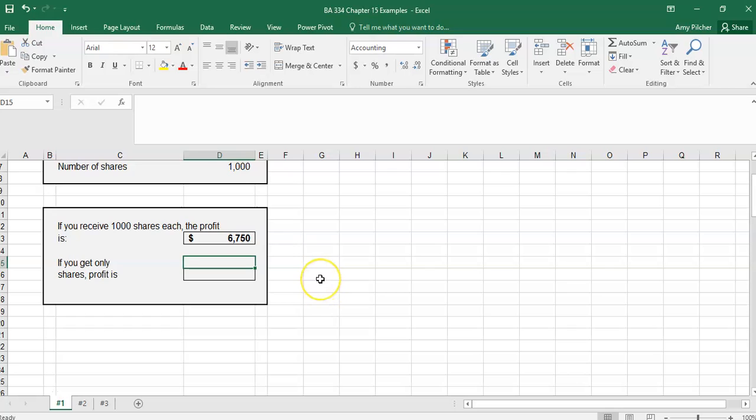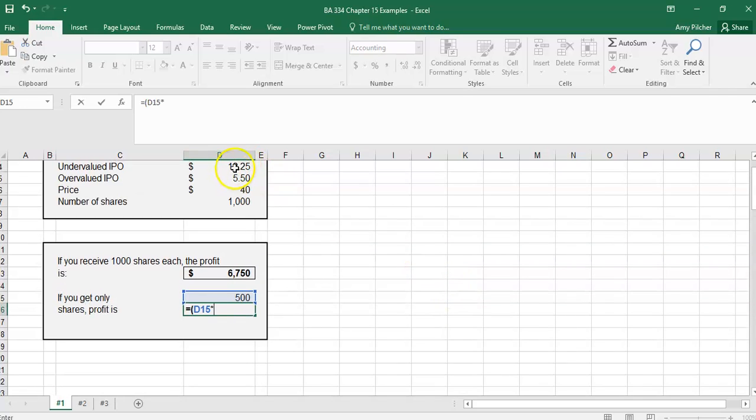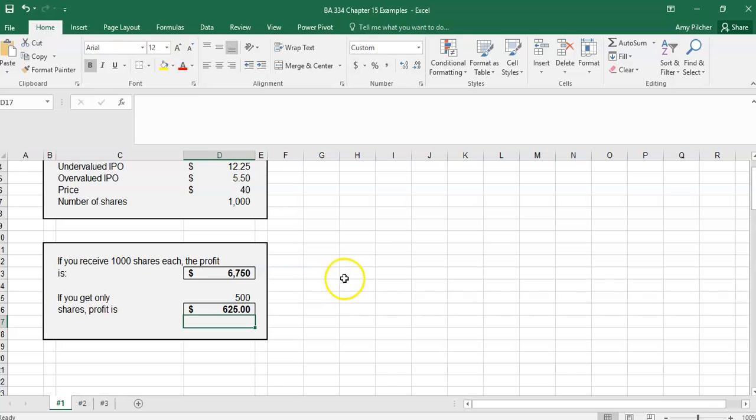Okay. However, remember if we only get half of the order, we're only going to get 500 shares. So then our profit is 500 times the undervalued amount, because we'll only get 500 of the undervalued shares, they'll be rationed, minus 1,000 times the overvalued IPO. Okay, then our profit is only $625.